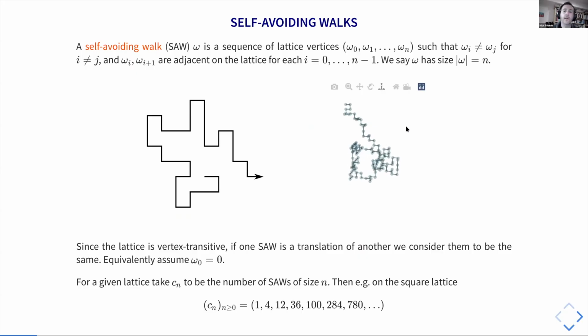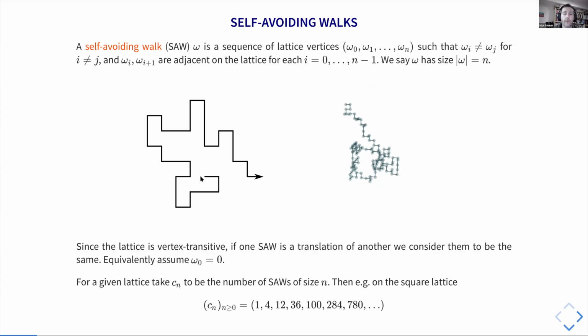And so what are we doing? We're taking a sequence of vertices on our lattice such that consecutive vertices in the sequence are adjacent on the lattice, and no vertex occurs more than once. So the self-avoiding thing means that a vertex does not occur more than once. It starts at some point and wanders around along the edges as if it were some kind of random walk, but it's not allowed to visit a vertex more than once.